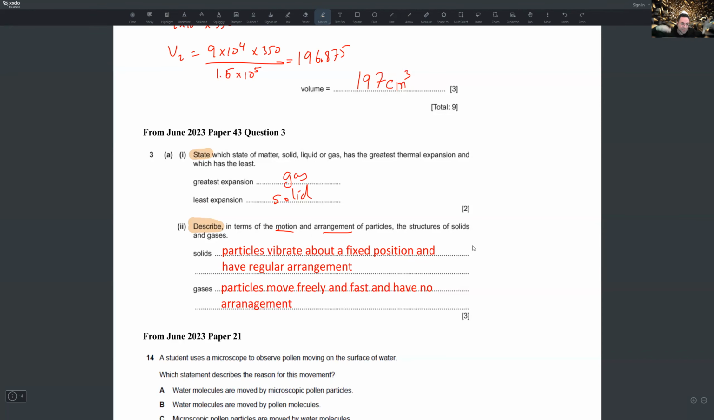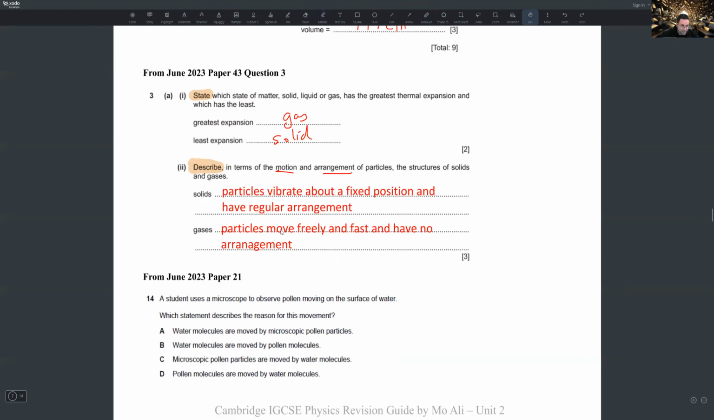So he's expecting you to write more, and he's looking for 2 correct things, like they vibrate in a solid or they move freely in a gas. They have regular arrangement here but no arrangement here, and so on. So he's looking for comparisons. Maybe a mark for vibration, a mark for motion, and so on. So in this case, it's 1 mark for vibration, 1 mark for freely, and 1 mark for mentioning the arrangement here and here.